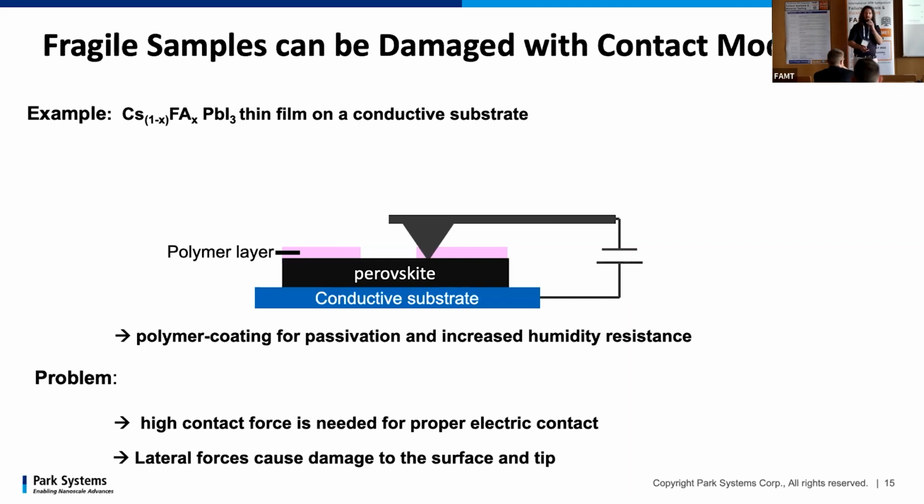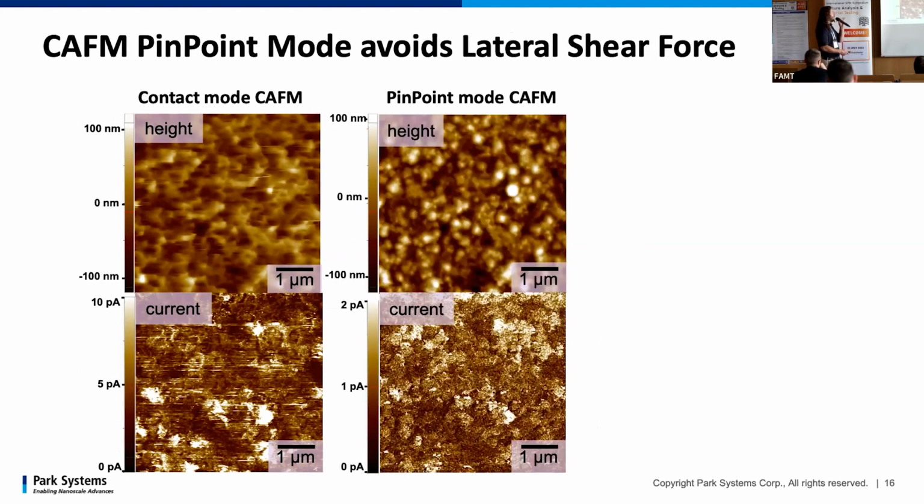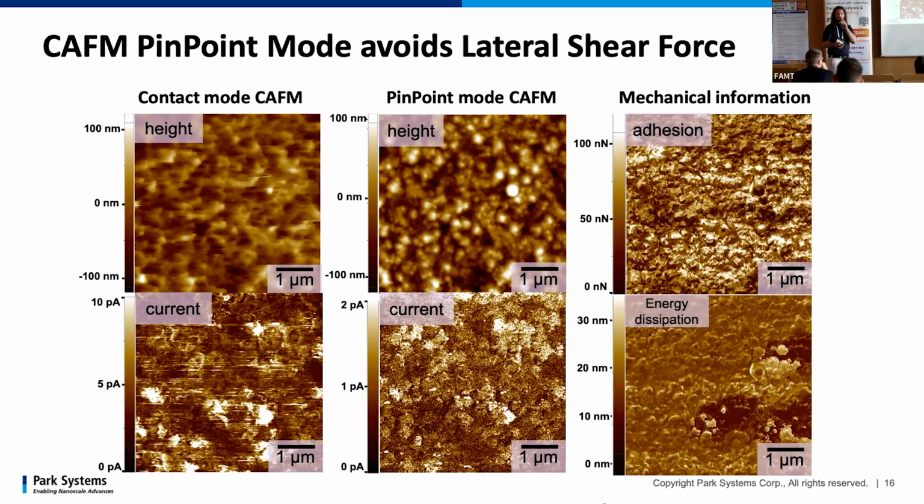In order to circumvent this, we can combine conductive AFM simply with PinPoint and locally probe our conductive properties. So this, as you can see, is a measurement done in normal contact mode conductive AFM. You see quite a lot of stripy signals, quite a smeared signal, and overall a very poor film quality. In PinPoint mode, on the same area, by the way, before the contact mode, we see very crisp and sharp features and very distinguished and very nice current images. Plus, of course, we get the mechanical information, for example, local adhesion that can allow us to discern local contaminations or energy dissipations. It's quite interesting.